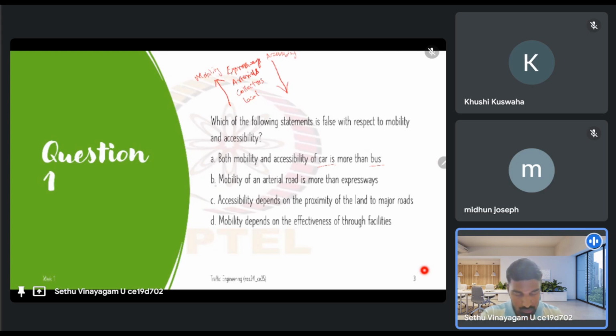So here we are talking about the mobility, but if you look at it, expressways come higher than the arterials, which means expressways have a higher mobility than arterials. So the second statement is the incorrect one.